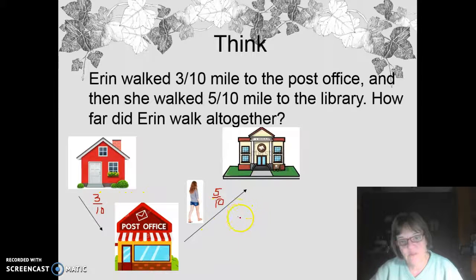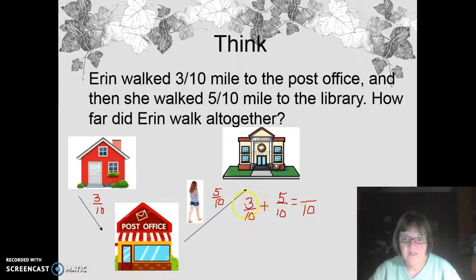3/10 plus 5/10 will give us how many tenths she walked, right? So let me write this down as a mathematical problem. I'm sure you've already figured it out by now, but let me show you how we do this. 3/10 plus 5/10. Now, when we want to add up fractions or subtract fractions, notice our denominators are the same. We do not add them. Okay, that is a big no-no when we're adding and subtracting fractions. We just copy it down because we are still adding parts.